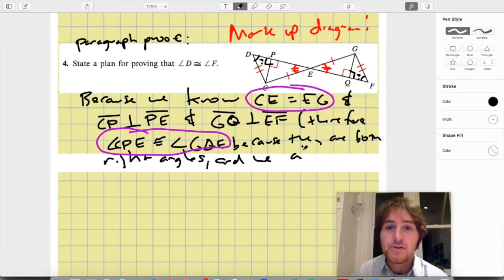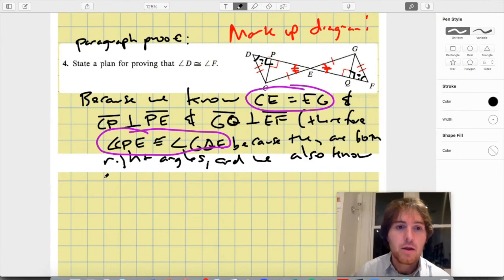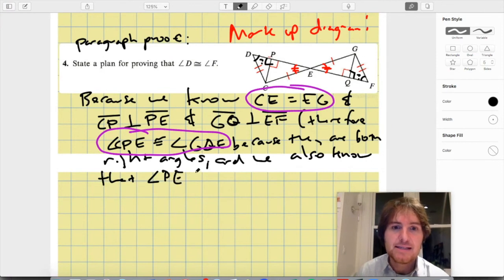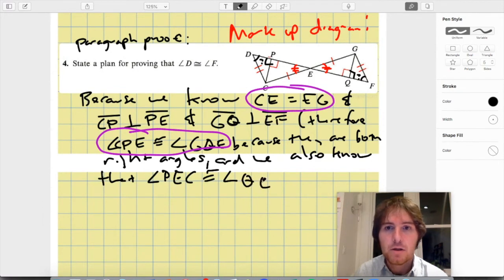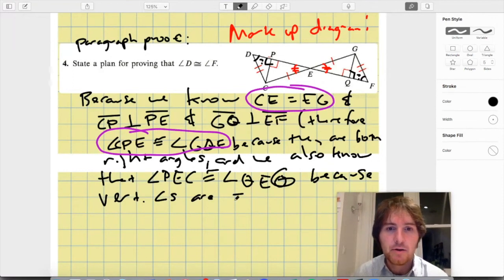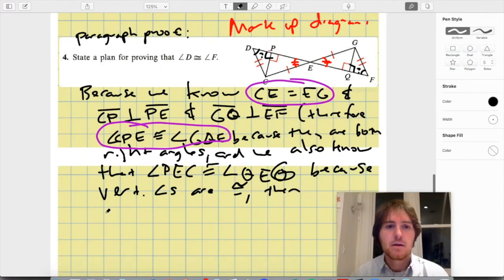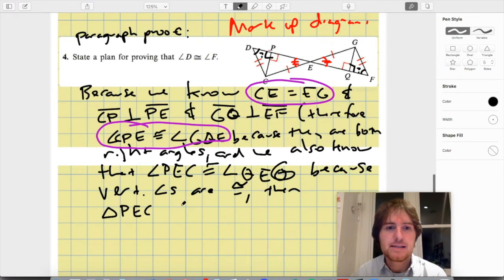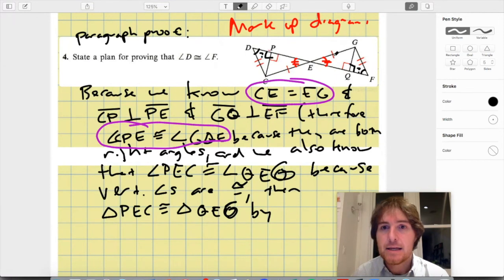and we also know that angle PEC is congruent to angle QEG because vertical angles are congruent. Okay, then triangle PEC is congruent to triangle QEG by, look at this, angle side, right? Angle side.